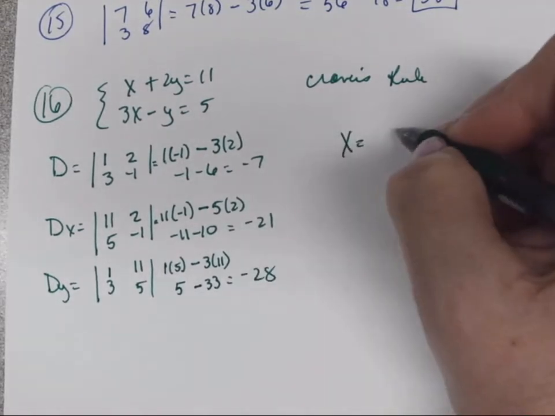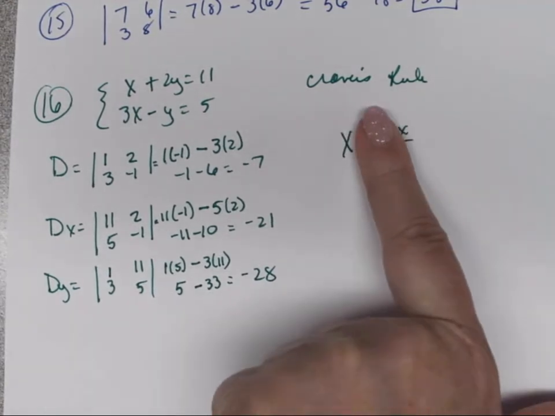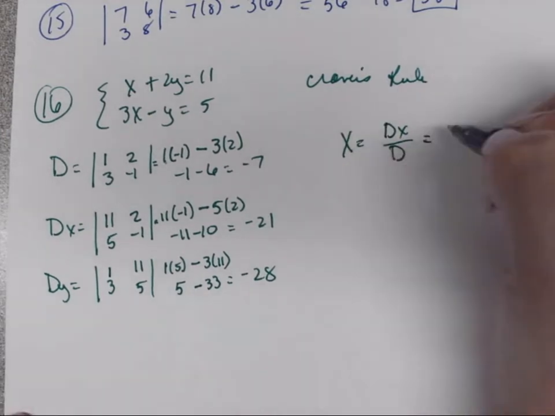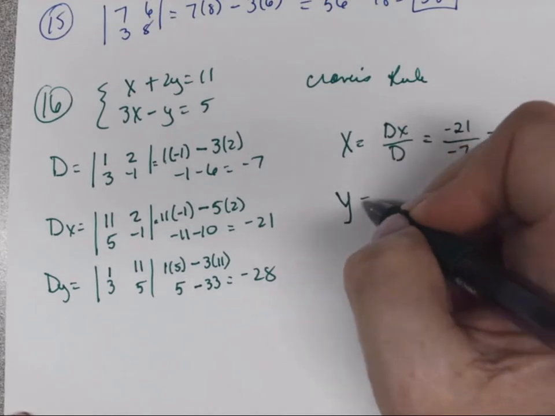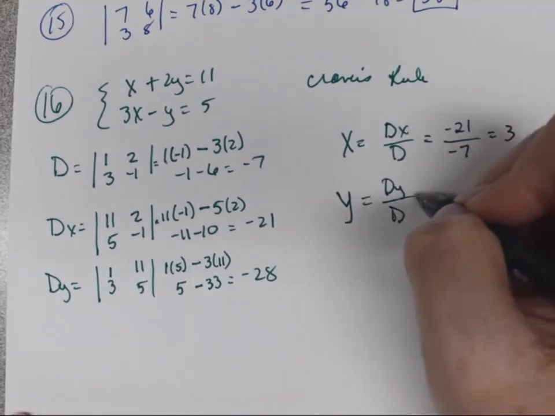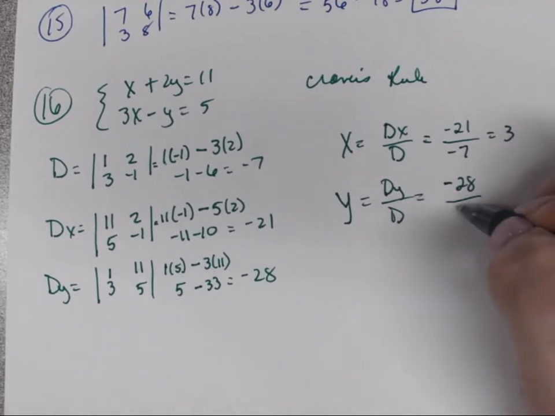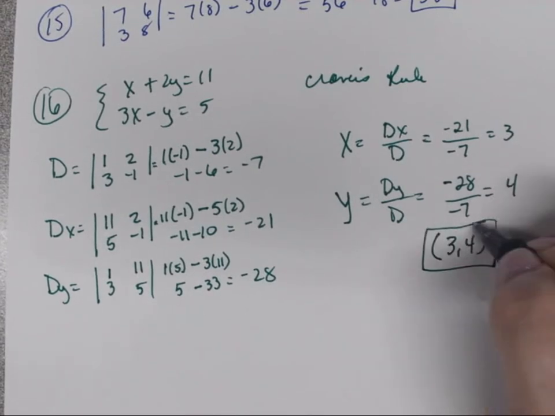So remember that x is Dx divided by D. Think about how the D's cancel. They don't really, but if you cancel them out, you get x equals x. So Dx was negative 21 divided by D, which is negative 7, will get you 3. And y would be Dy divided by D, which will get you negative 28 divided by negative 7, which is 4. Now you have to write the final answer in this format.